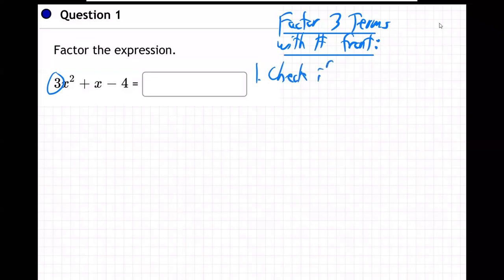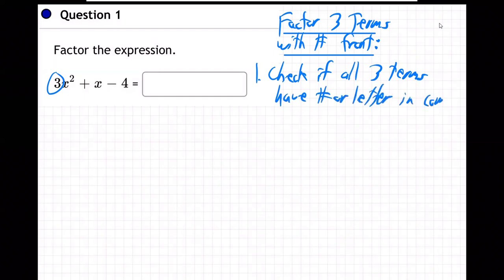Check if all three terms have a number or letter in common. Like, what if I had a 6 here and this was a 12? Then I'd go, oh, 3 goes into all of them, right? 3 goes into 3 itself, 6 and 12. And then I would factor out 3. But that's not the case.